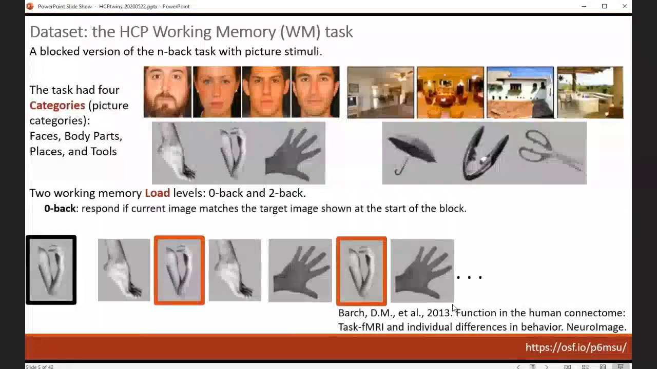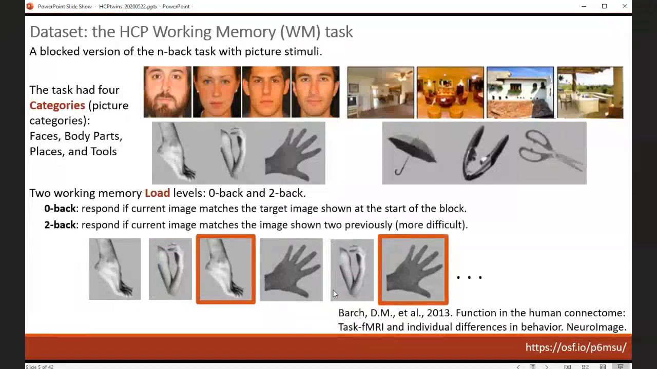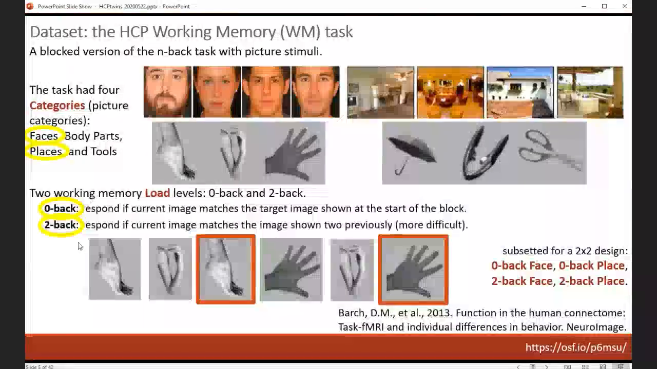Just in case you're not familiar with the N-back, the way they implemented it was, for the 0-back, they showed a picture at the beginning of the block, and then you had to respond every time that picture reappears. It would be this elbowish picture in this case. But for the 2-back, you don't have a target picture. Instead, you watch the series of pictures and respond if the current picture is the one that appeared two before. So the 2-back is obviously more difficult than the 0-back, and that gives the working memory loads. For the purposes of methods development, we just used a subset: faces and places, 0-back and 2-back, to get a 2x2.